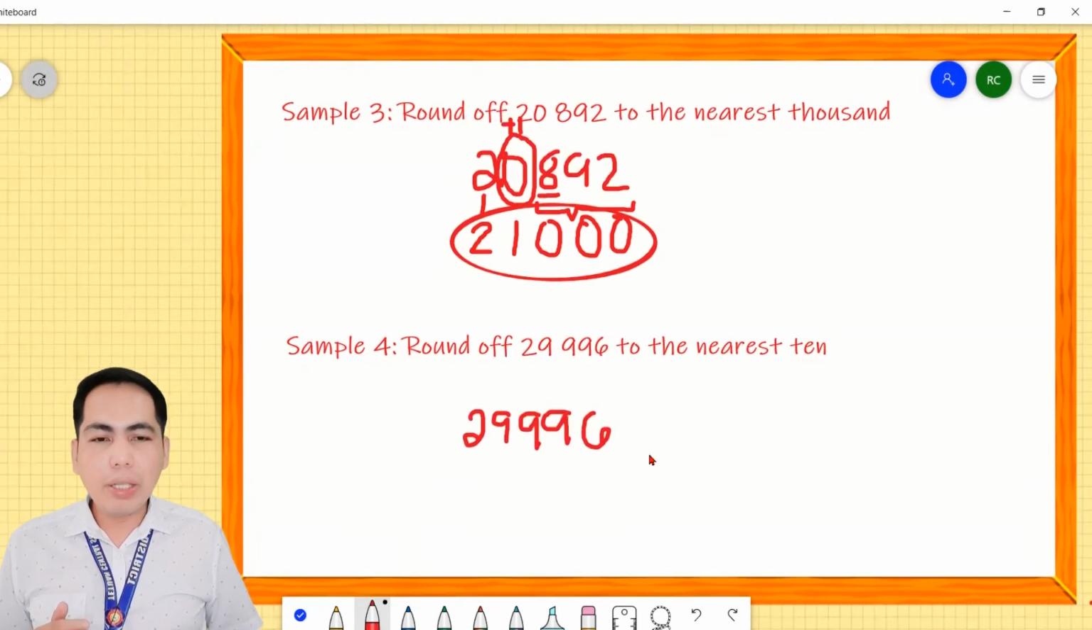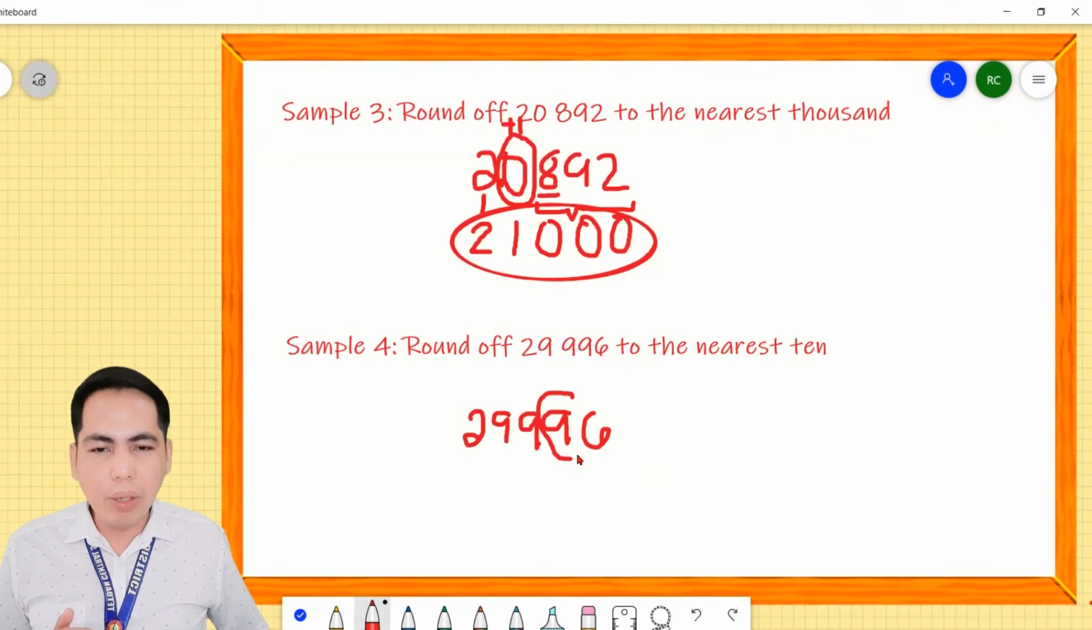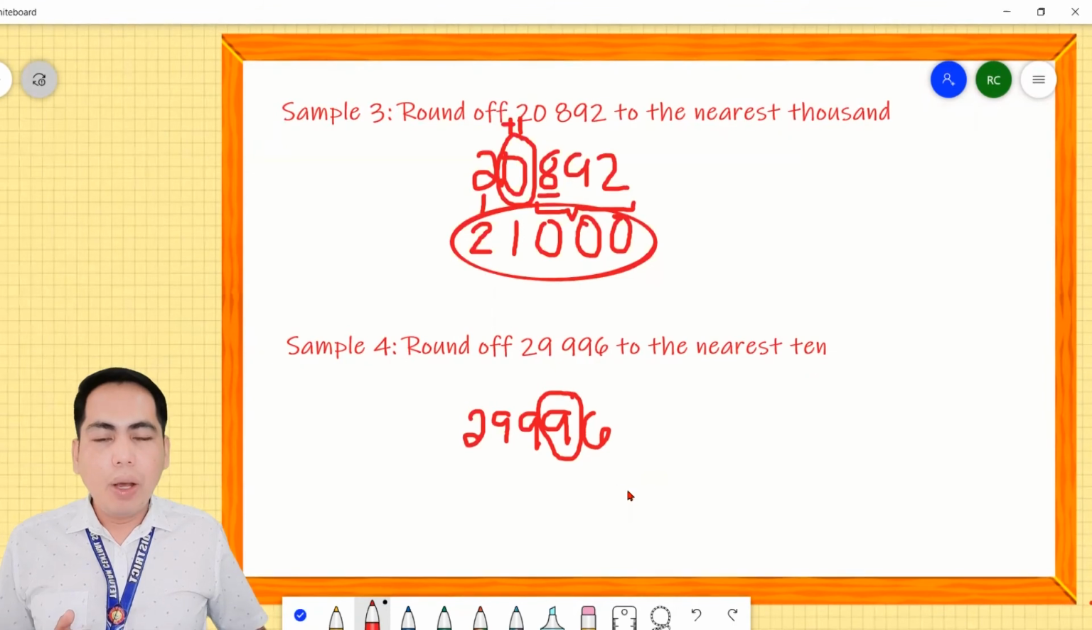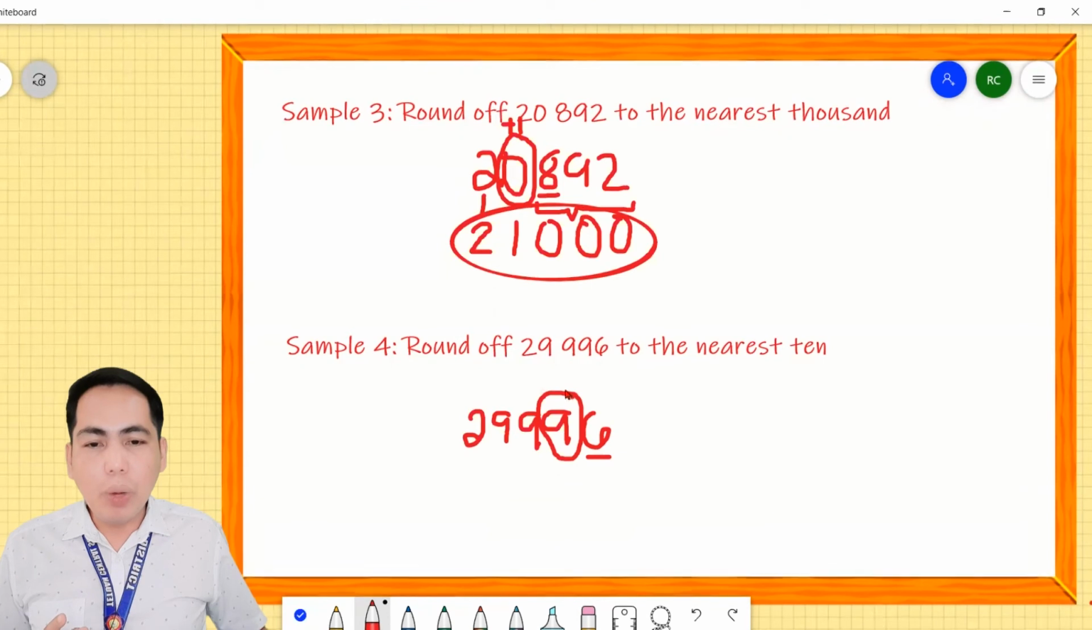Now, first is for us to identify the digit that we are going to round off. And the digit that we are going to round off is this 9, because this 9 is found in the tens place, because it is stated here that we are going to round off the digit in the tens place. Now, after the 9, we have the digit 6. So, according to the rule, if this digit is 5, 6, 7, 8, or 9, we have to add 1 to the digit that we are rounding off. So, since this is 6, we have to add 1. 9 plus 1 will give us 10.